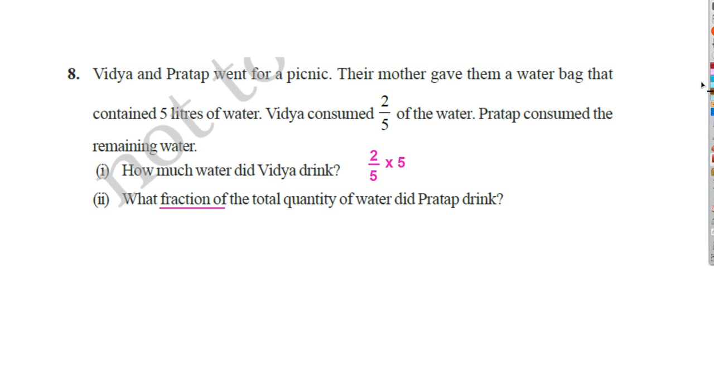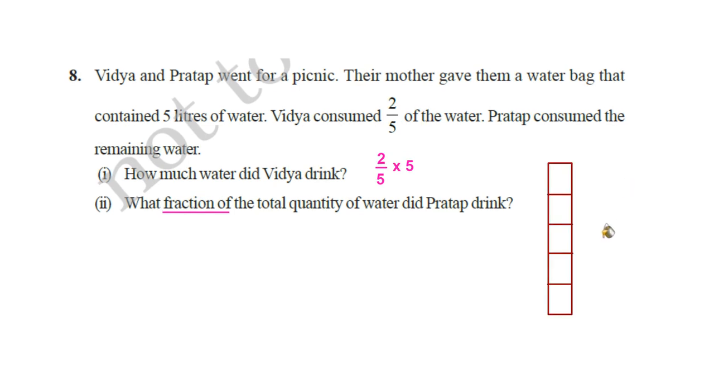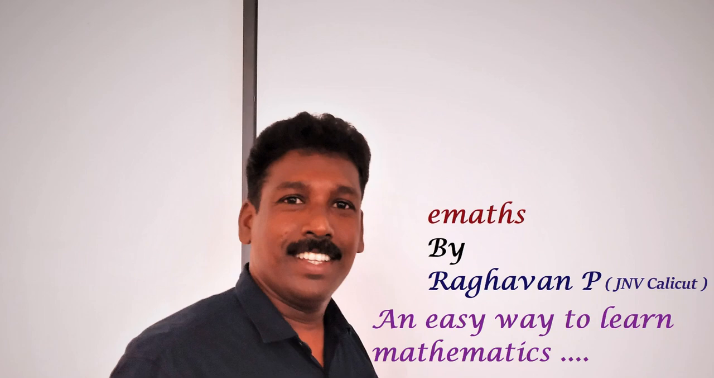The second question is, what fraction of the total quantity of water did Pradha drink? Here Vidya drank already 2 by 5 of the water. Then what is remaining? Yes, it is 3 by 5. So the quantity of water Pradha drank is equal to 3 by 5. So you can write, fraction of the total quantity of water Pradha drank is equal to 3 by 5.